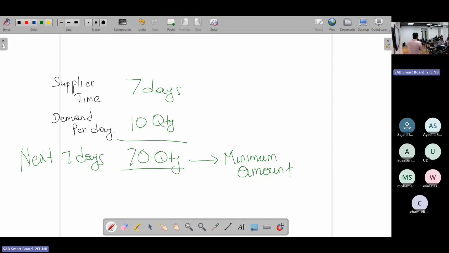That's the question. In order to explain the reorder level only, I took the same variables. So here, 70 into 10, 70 quantities must be there for the next 7 days. That is minimum, at least they should have 70 quantities. Then if 70 is the minimum level, what is the reorder level?